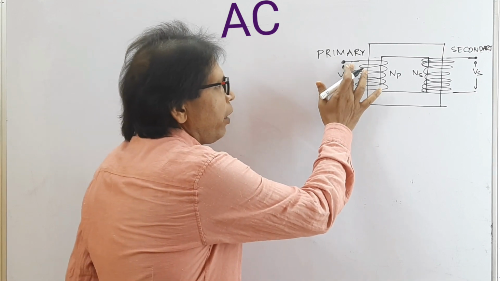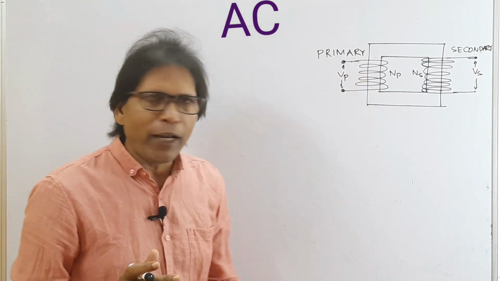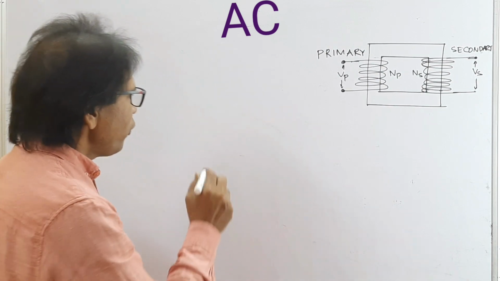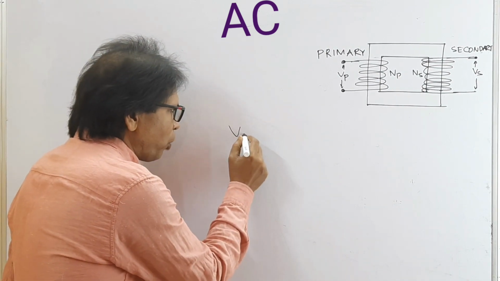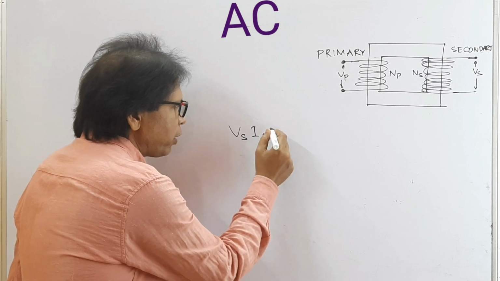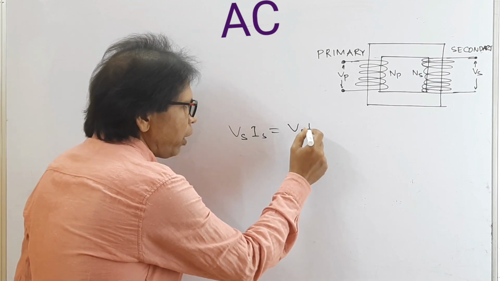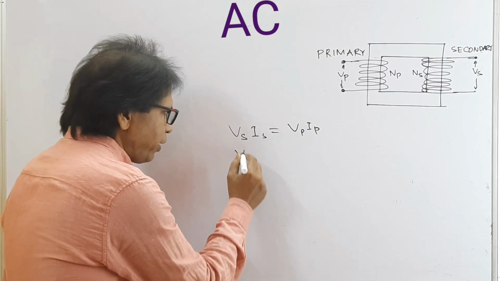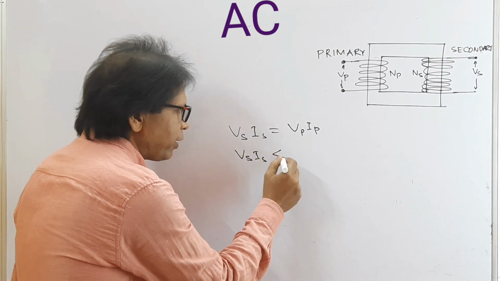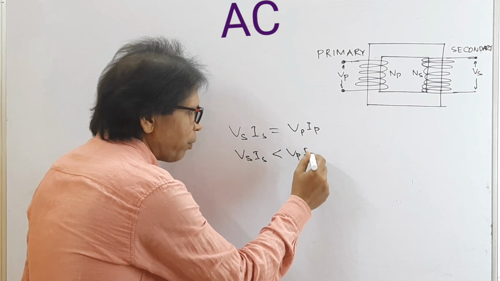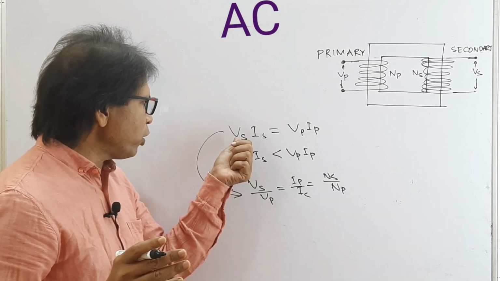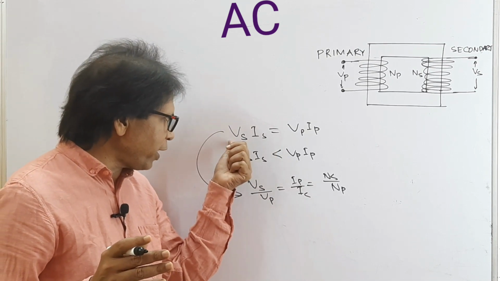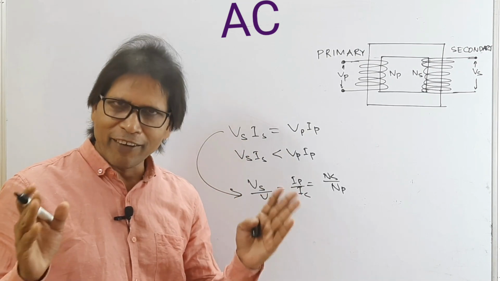If Ip is the current in the primary coil and Is is the current in the secondary coil, then for an ideal transformer, Vs into Is equals Vp into Ip. Otherwise, Vs into Is is less than Vp into Ip. Okay? Look at this. When voltage increases, current decreases. Voltage decreases, current increases. Okay?